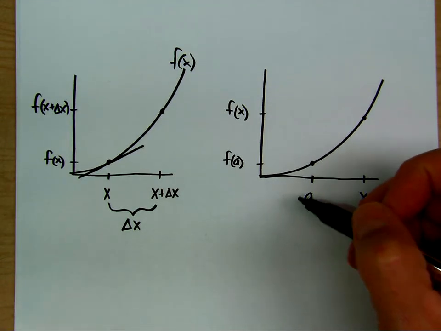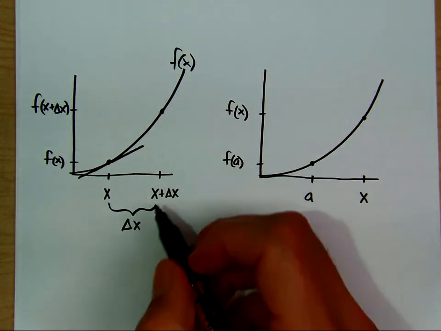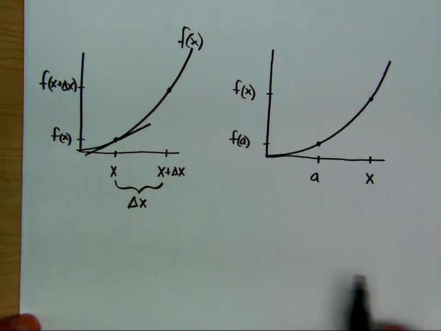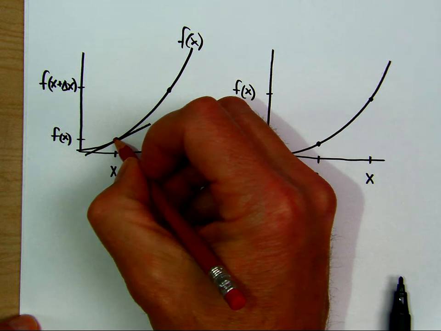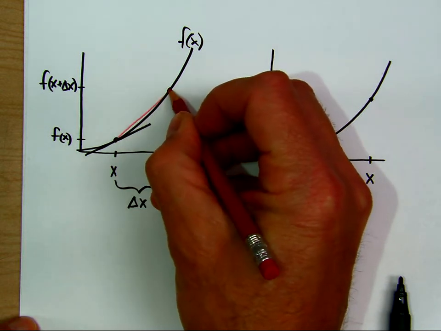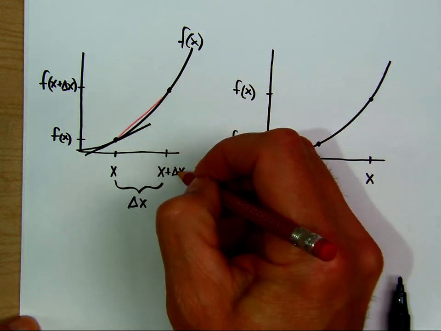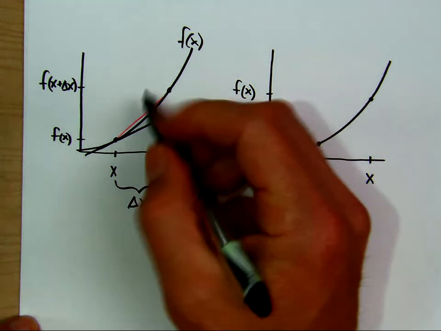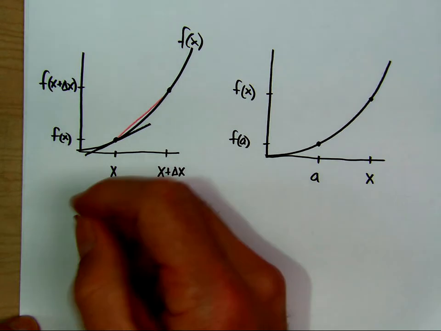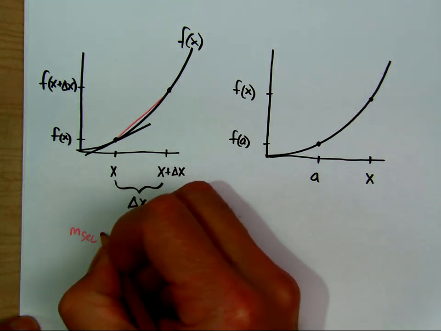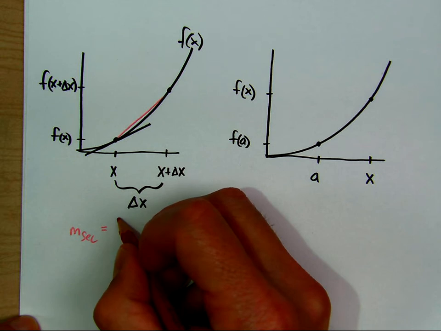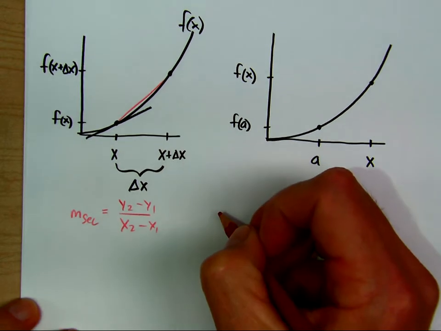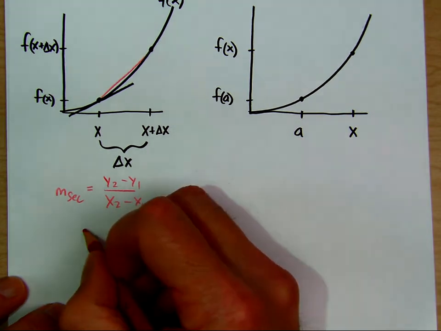So with this setup, we'll just find the slope of the secant line, and then let delta x go to 0. And if delta x is 0, we'll be back at x. So we have to find the slope of the secant line. The slope of the secant line is just going to be y2 minus y1 over x2 minus x1. The same formula we always use for slope.